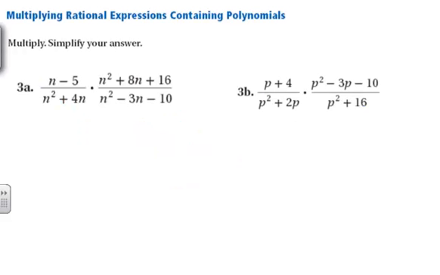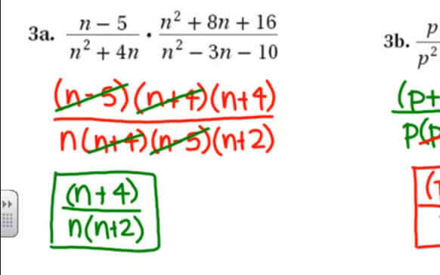So these ones look a little more complicated. Why don't you guys pause this and give these ones a try. Alright, so for the first one, 3a, you should have factored a bunch of stuff out, and you should be left with n plus 4 on the top divided by n times n plus 2 on the bottom.